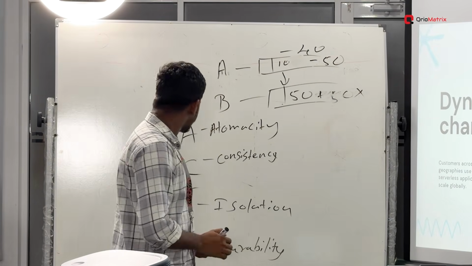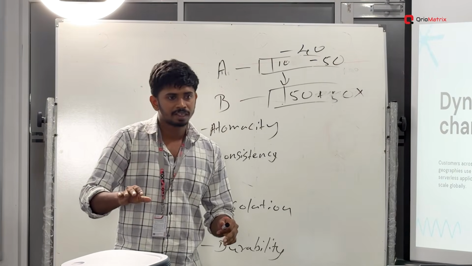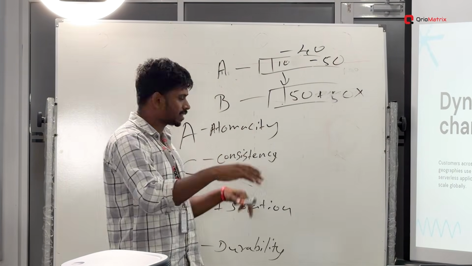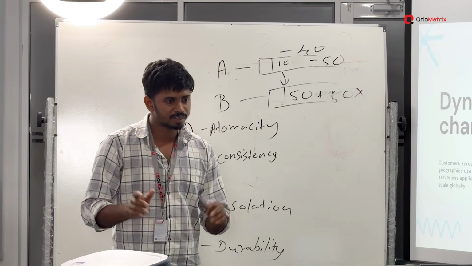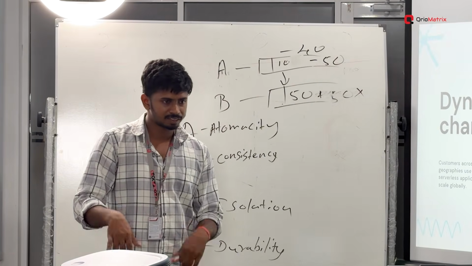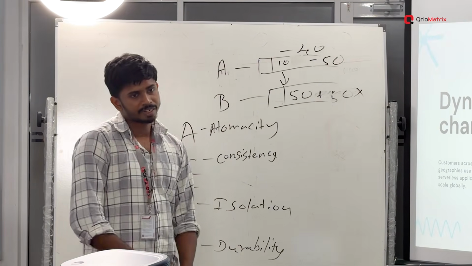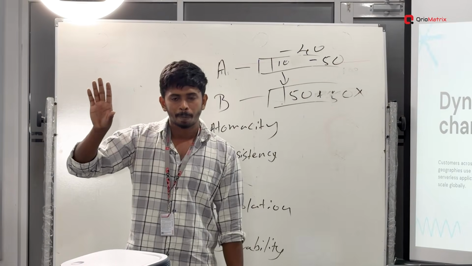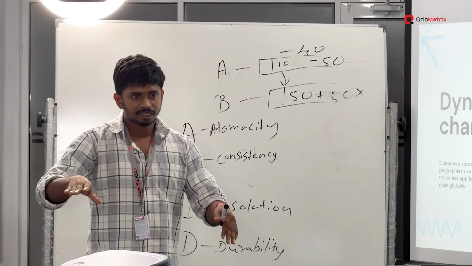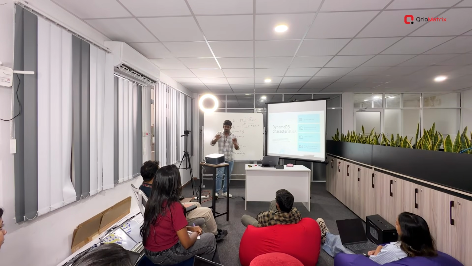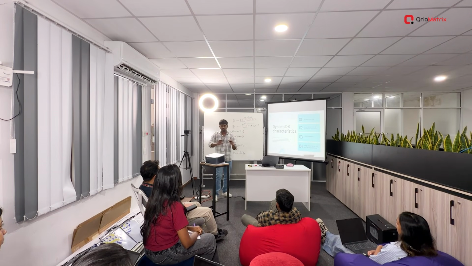That's not a valid state. And also it should be isolated. That means when you run several transactions simultaneously, they cannot interfere with each other. And also durability. Durability means that after you commit the transaction, that data must be available, even if your system crashes or whatever happens. When you try to fetch it in the future, it should be available in that state.